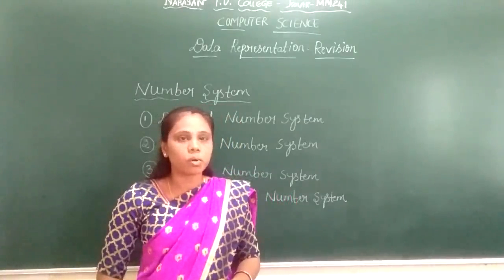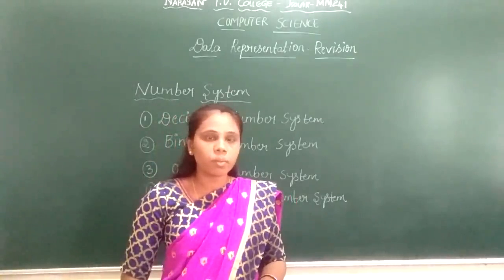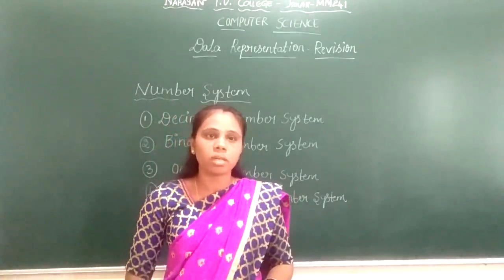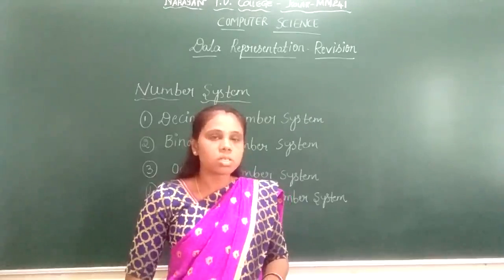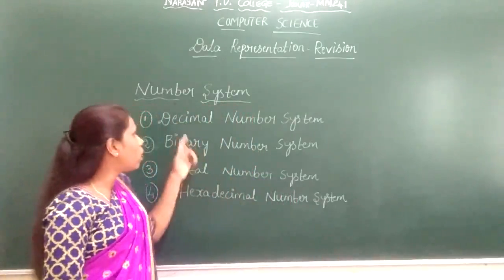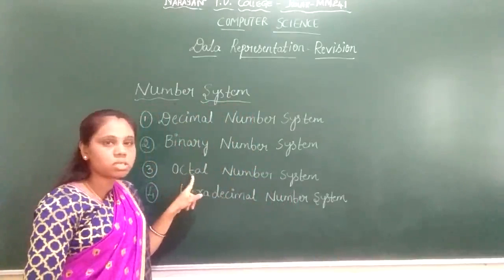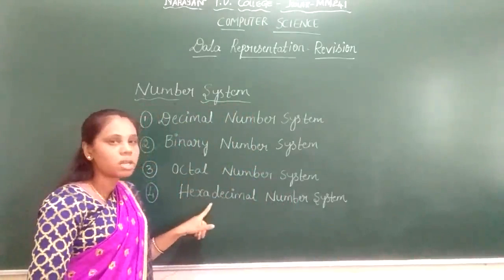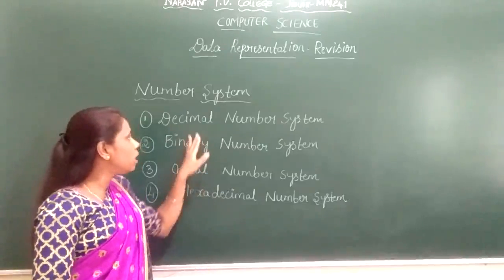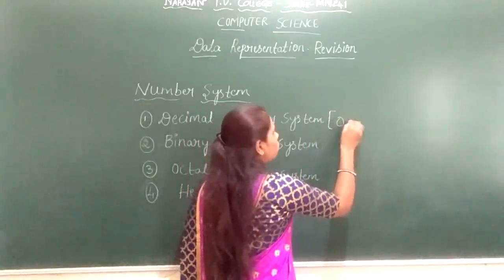And next we studied about positional number system. In a positional number system each digit has a specific positional value. Each value depends on its position. So in positional number system we have four different types of number system. One is decimal number system, second is binary number system, third one is octal number system, and fourth one is hexadecimal number system.